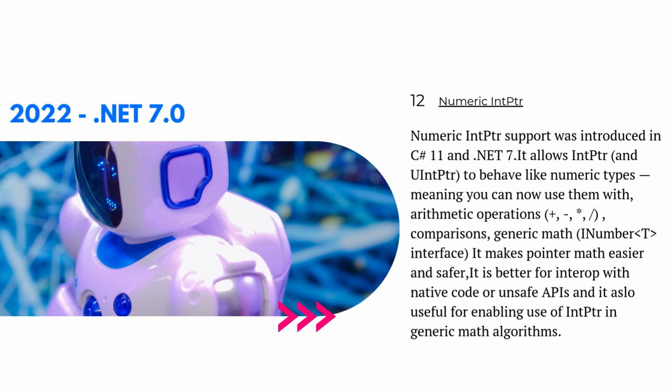Numeric IntPtr support was introduced in C# 11 and .NET 7. It allows IntPtr and UIntPtr to behave like numeric types, meaning you can now use them with arithmetic operations (+, *), comparisons, and generic math interfaces like INumber<T>. It makes pointer math easier and safer.